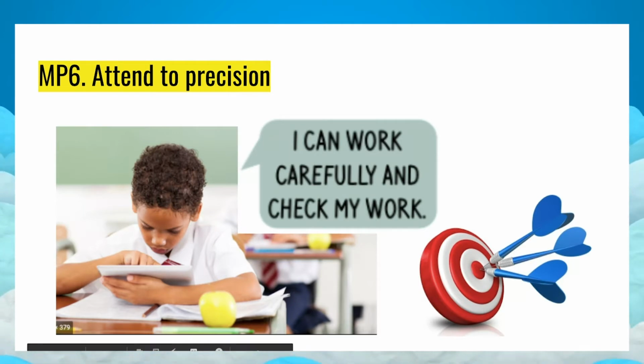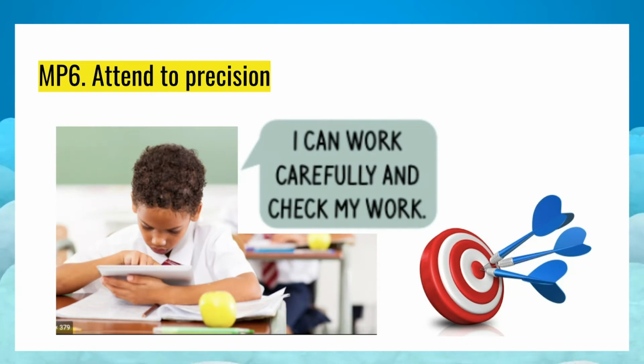Math practice 6, attend to precision. This means that you can work carefully and check your work. Mathematicians need to be very precise, so it's important that they keep their work nice and neat and organized so that it's easy to follow. But it's also important that they check it because you may have made a mistake along the way, and that's okay. That's why we have to check our work.